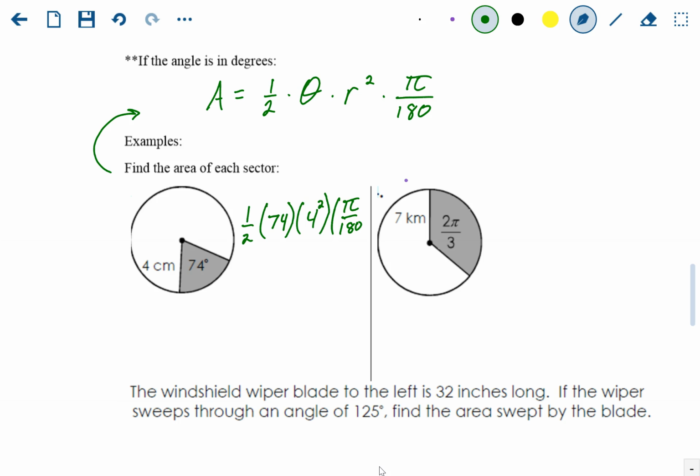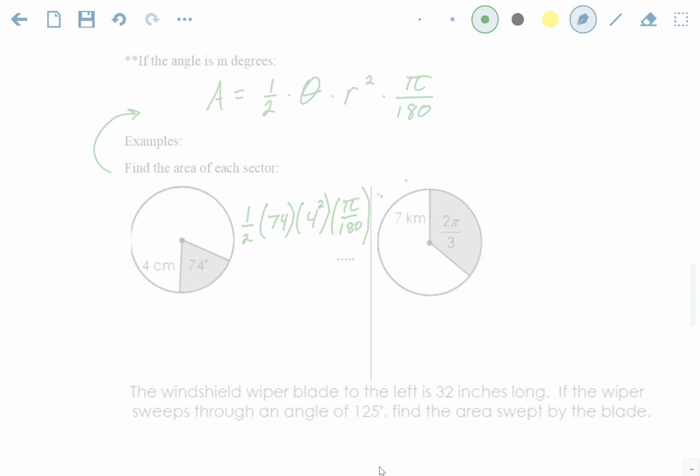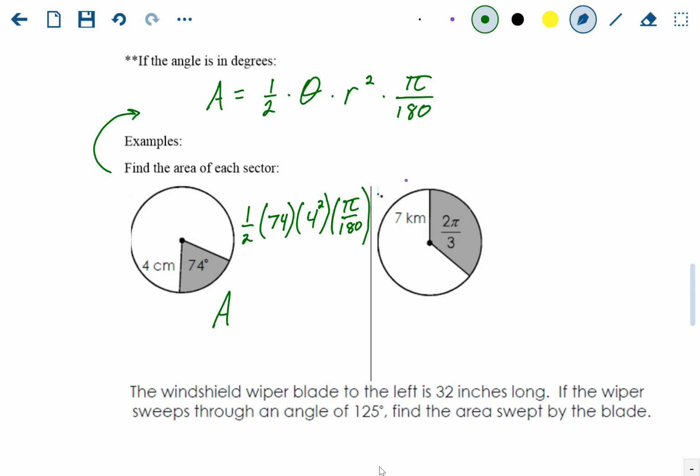And then again, this is a calculator problem. You could throw this entire thing into the calculator. You could do it exactly as you see it. Because again, if it's all multiplication, division, it doesn't matter the order. Okay. So toss that whole thing into the calculator, and you should get an area of 10.3 centimeters, and since it's an area, it's centimeters squared.